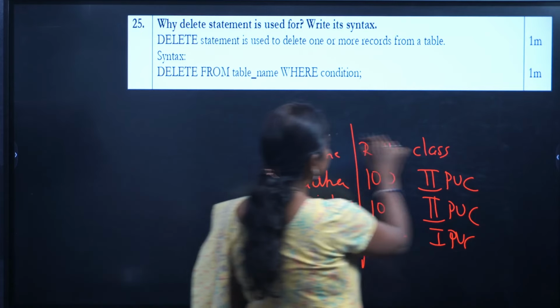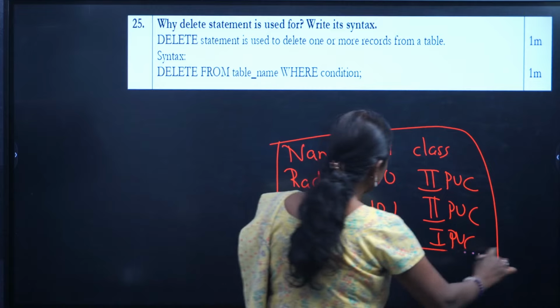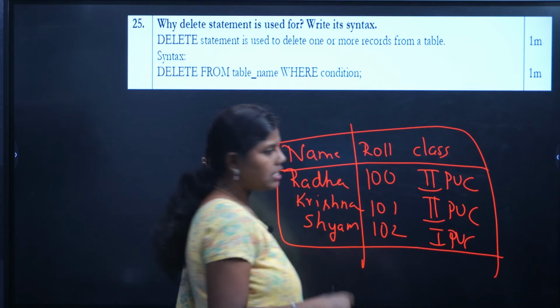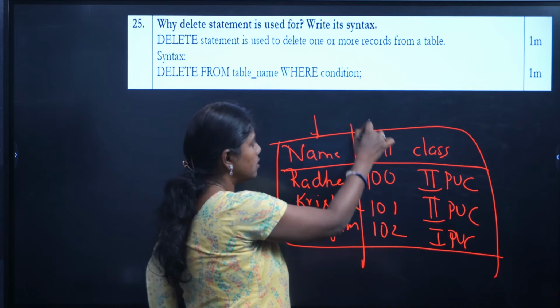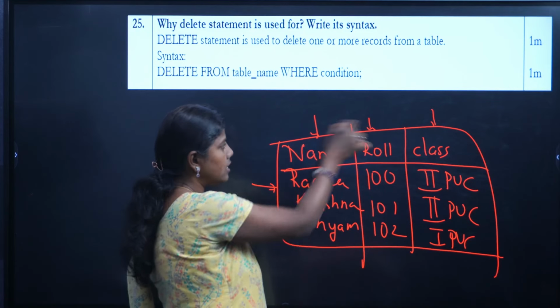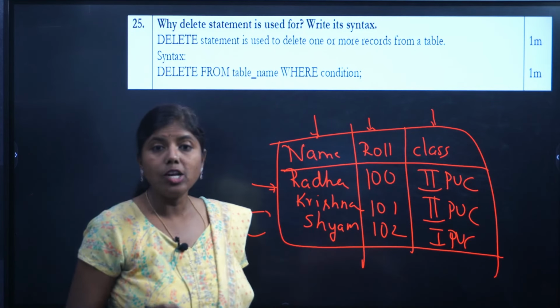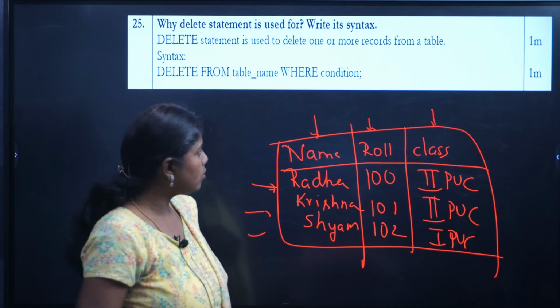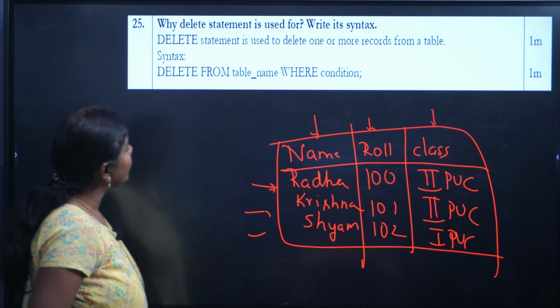Okay, so this is going to be my table. These are the tuples, and we call them tuples here, and these are called attributes. I'll come back to the slide. Let me remember, okay, 25th slide.